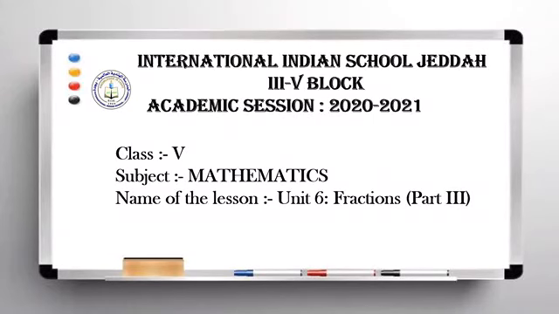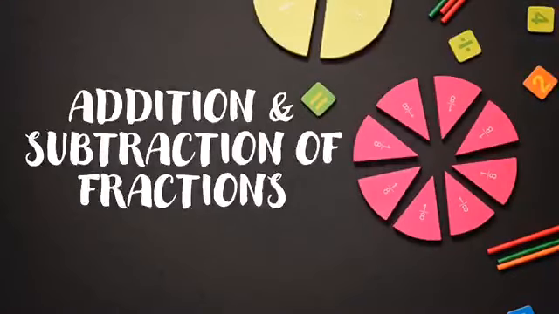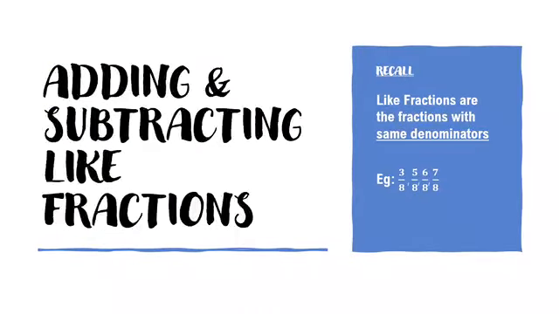Students, you have already received 2 video lessons from the Unit 6 fractions, and this is the third part. So let us start learning the third part of Unit 6 fractions. In this lesson, we'll learn how to add and subtract fractions. Firstly, we will see how to add and subtract like fractions. Now, if you remember, like fractions are the fractions with same denominators that you can see here in the example.